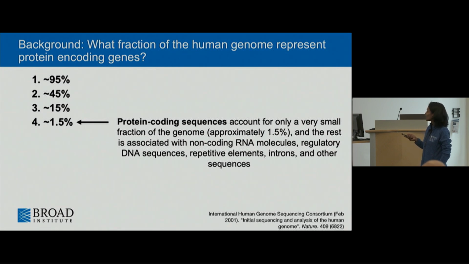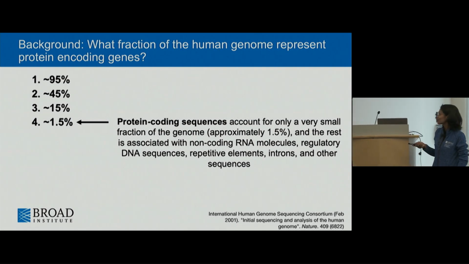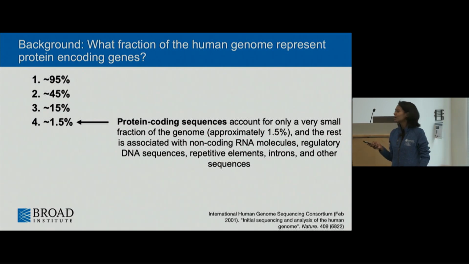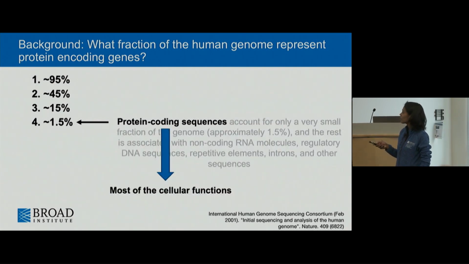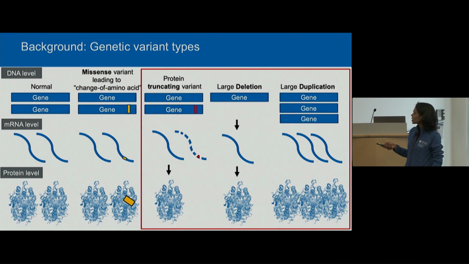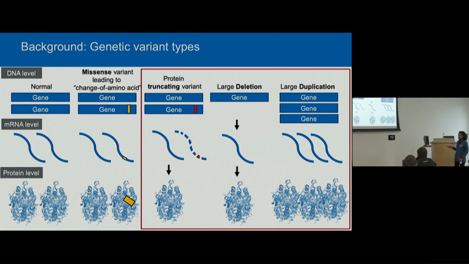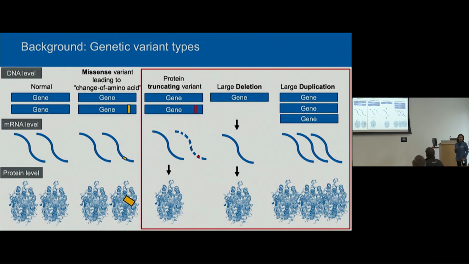And the rest are non-coding RNA molecules, regulatory elements, and sometimes repeated elements and sequence for which we sometimes do not know if they have any particular function, but they may have. But what we know is that this 1.5% of the sequence that codes for protein performs most of the cellular function. Knowing this, we can guess that for these 3 types of genetic variation, there is either less protein or more protein, right? So we can have an intuitive guess that something will probably go wrong.